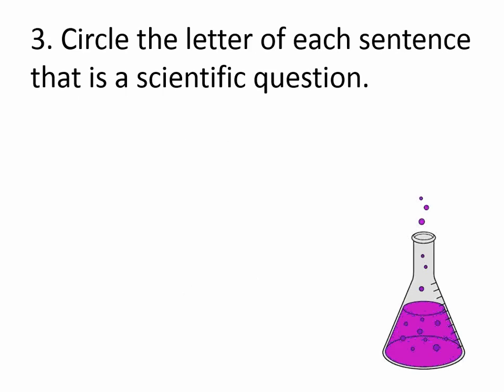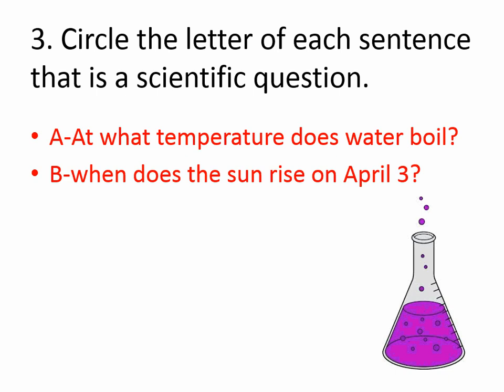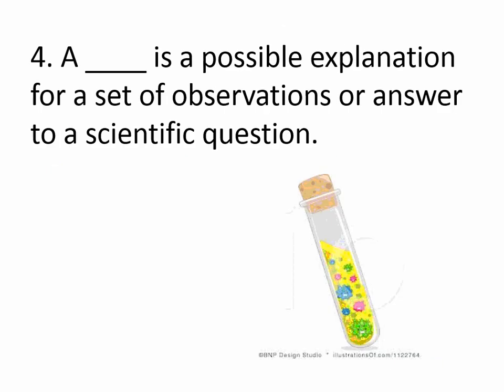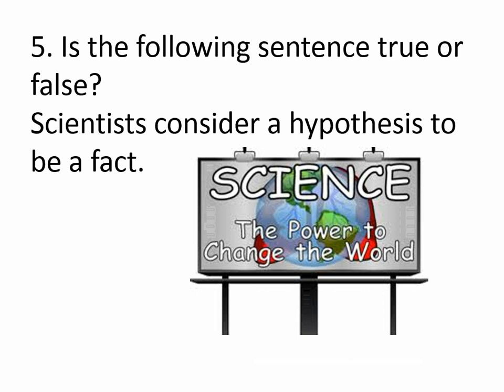Number 3, circle the letter of each sentence that is a scientific question. You should have circled A, at what temperature does water boil? And B, when does the sun rise on April 3rd? 4, a blank is a possible explanation for a set of observations or answer to a scientific question. That is a hypothesis.